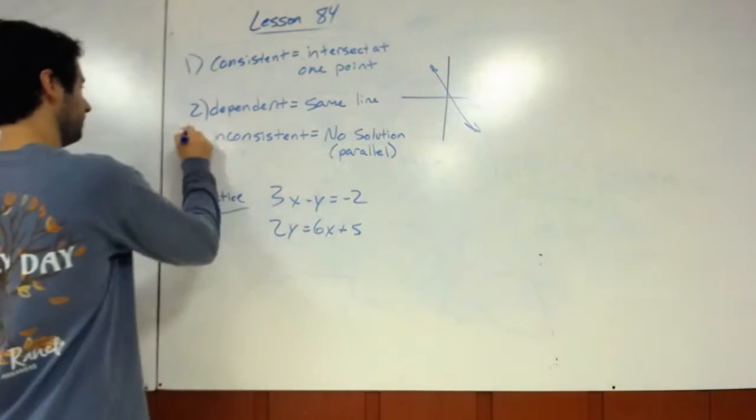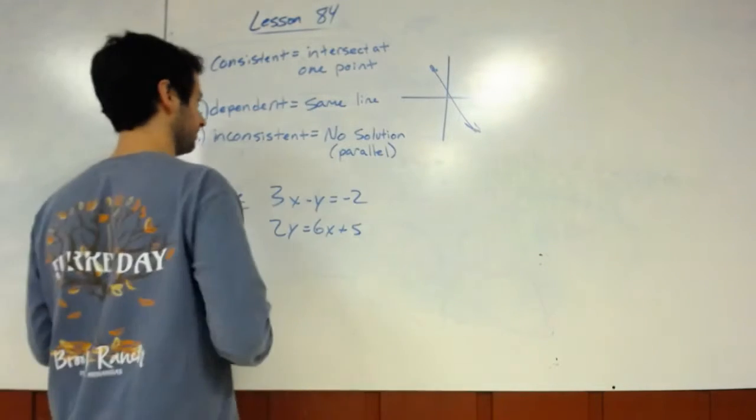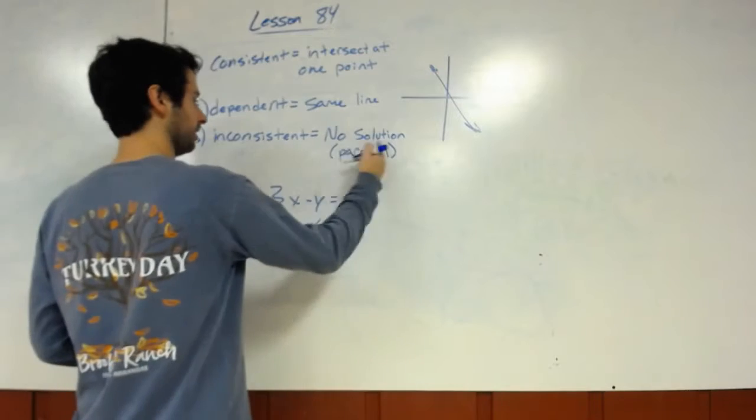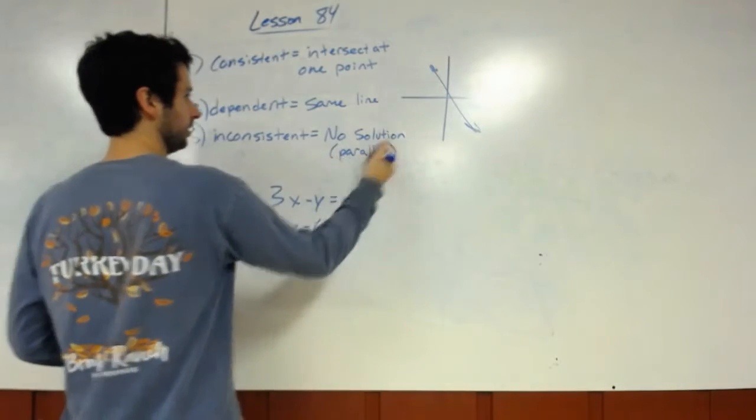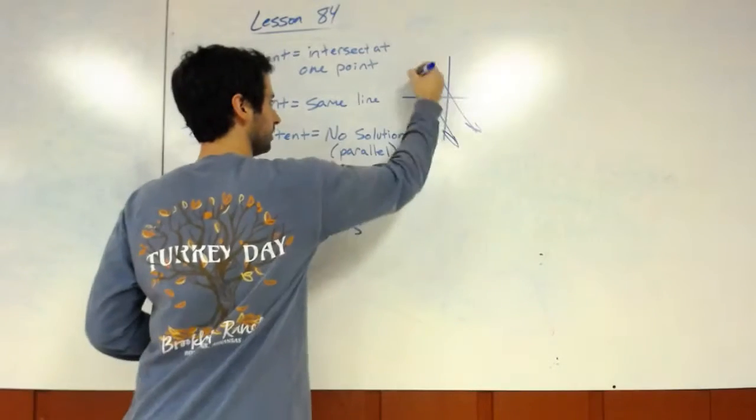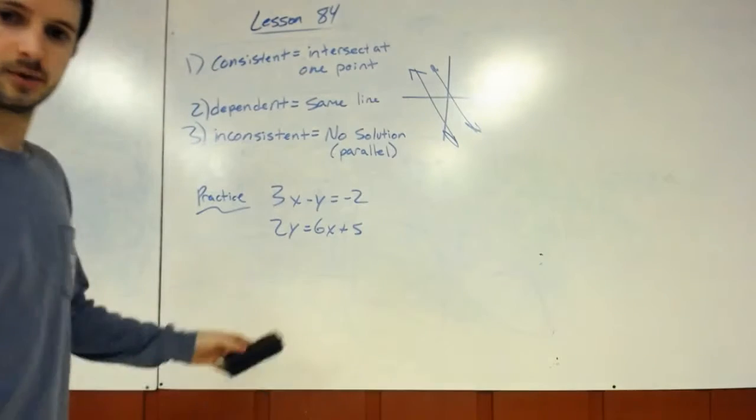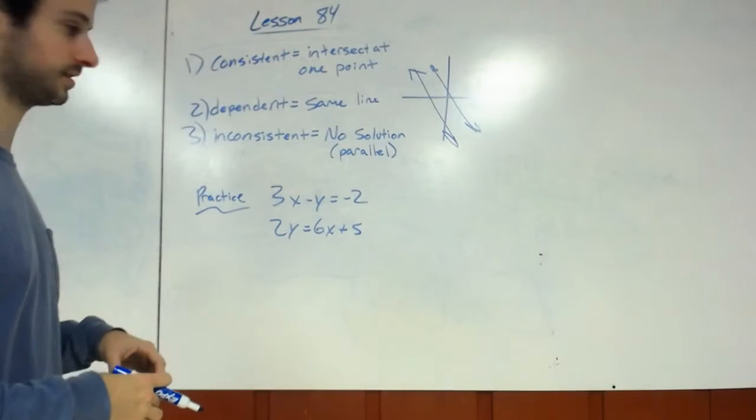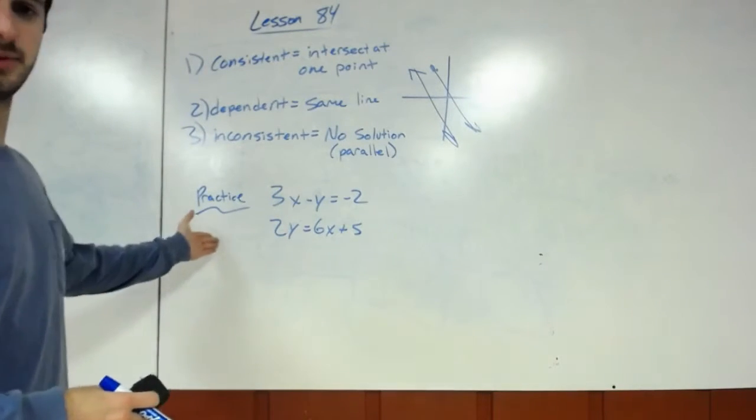And then the last one is an inconsistent system. And that would just mean that there is no solution and the lines would be parallel. They would never intersect. That's inconsistent. So let's look at a practice problem and how we would use this.